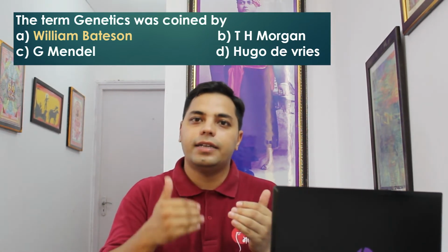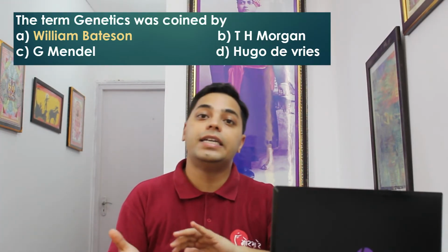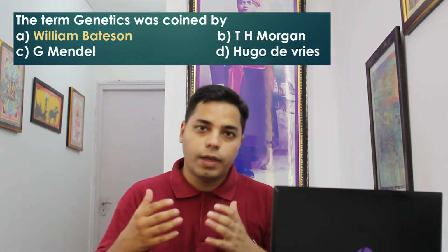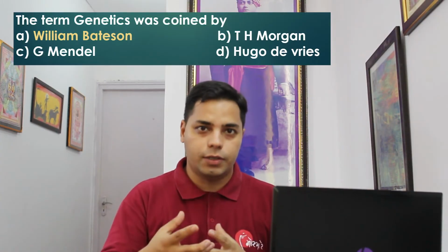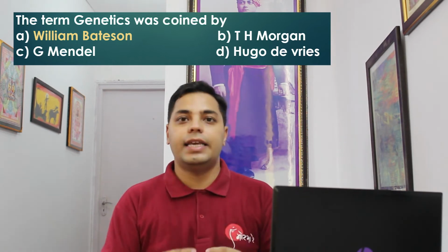So you will reject those other three options. Like you will see T.H. Morgan, you will think that he has worked on Drosophila, so it cannot be the answer. Hugo de Vries, he rediscovered Mendel's work. George Mendel, he gave the laws of genetics. Likewise, something will come to your mind if you have prepared well. Then William Bateson. So the one nearer to the options which is left out of three options can be the answer. So logical reasoning also helps us to reject other options, right?